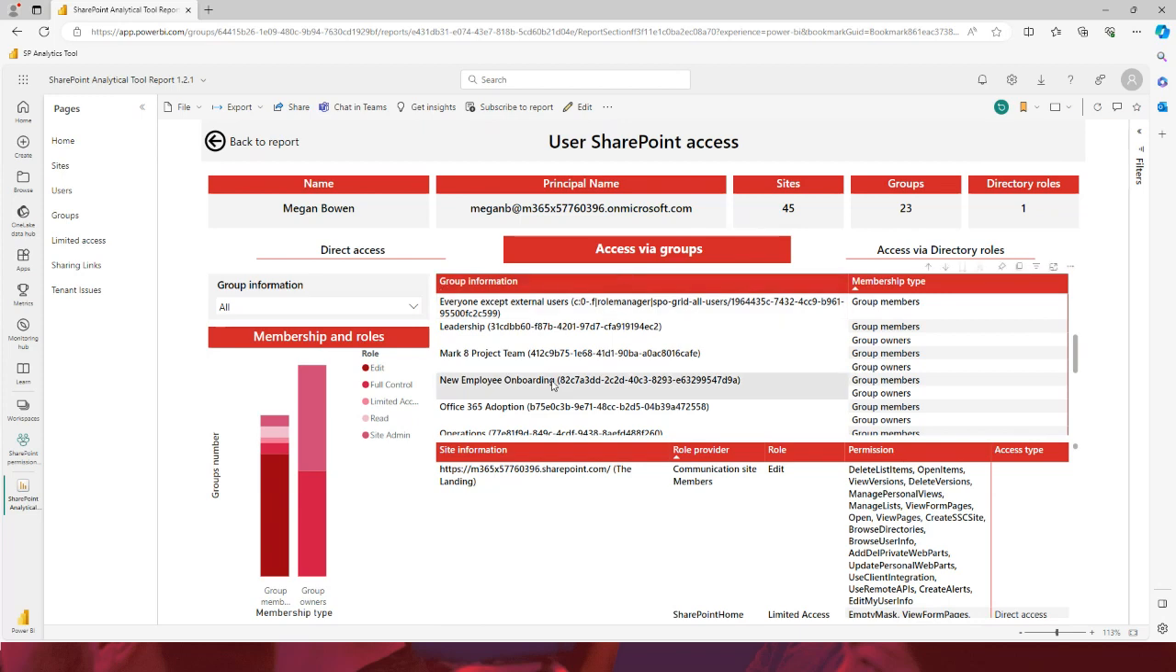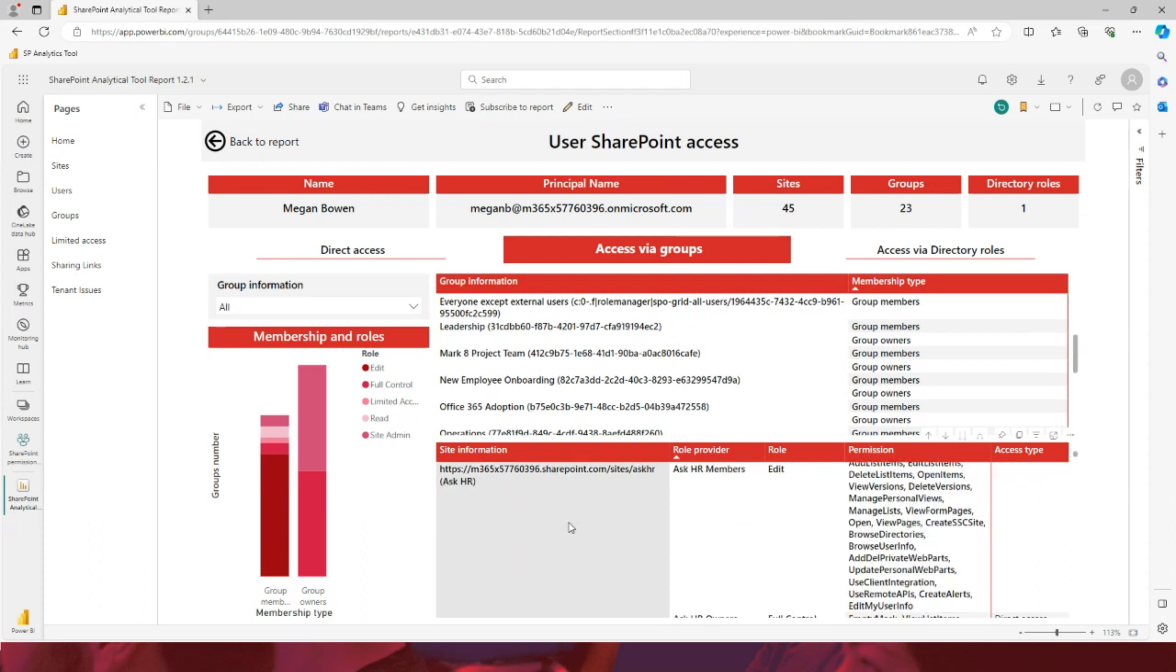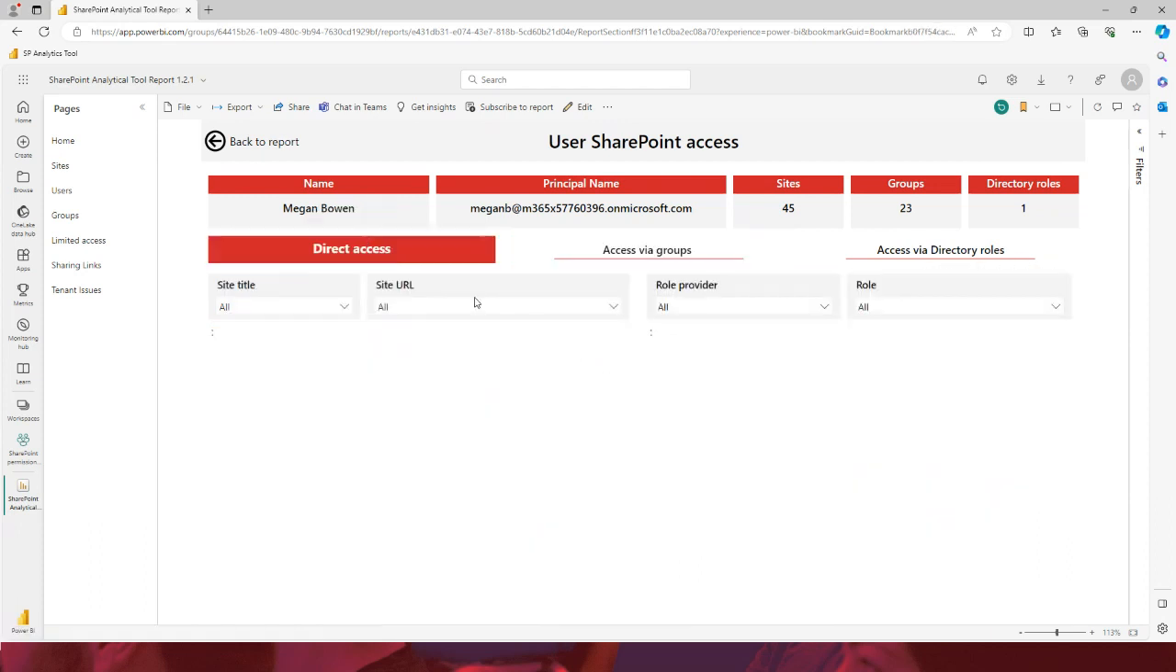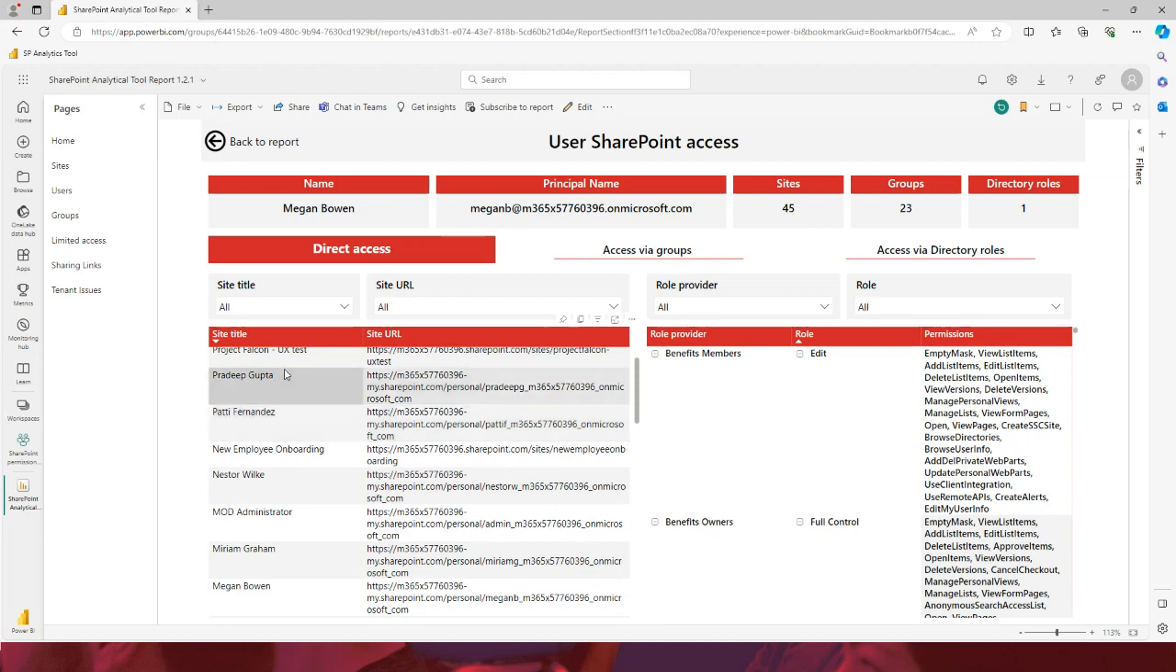So seeing which group she's in, which gives her access to different sites, and we can see all that information clearly on here. But we can also look at where Megan's been given direct access to particular sites as well. So we've got all our different sites here which Megan has access to.